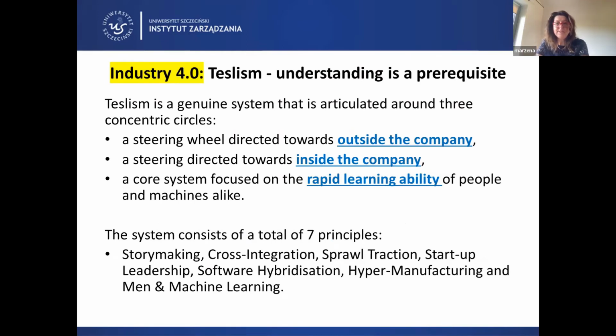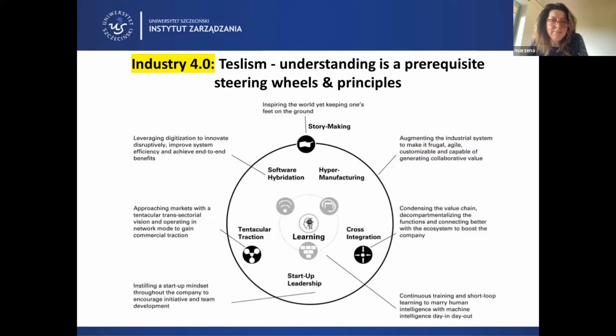So what is the model of Tesla? Basically, the business model is based on three steering wheels. The first one is directed outside of the company. The second one is inside the company, but at the core of the system is rapid learning ability. And there are also the seven principles. Please have a look at the model.